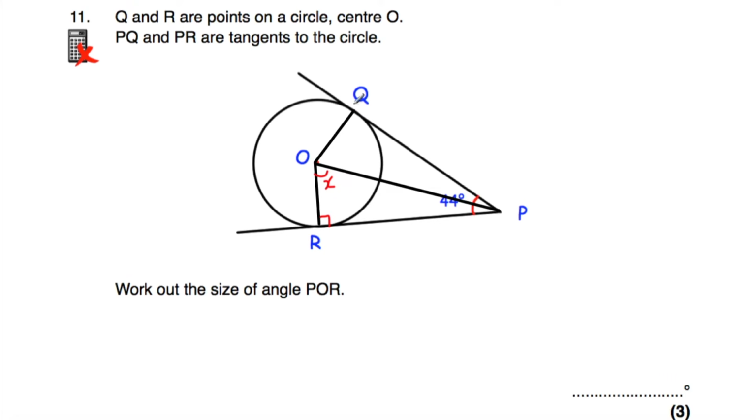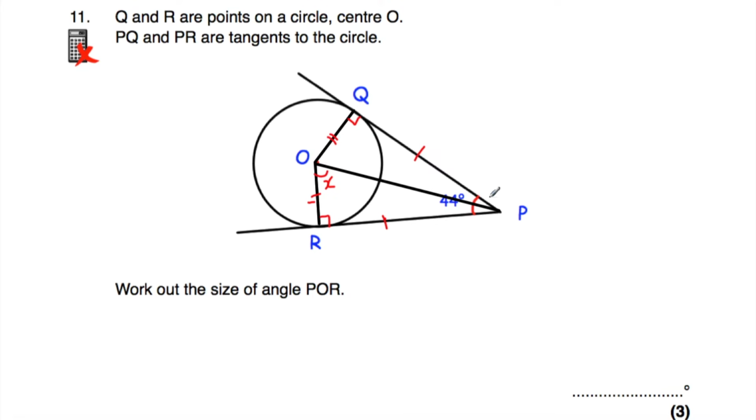And here we've got another tangent and another radius, and they meet at 90 degrees. We want to find the size of this angle. Now, the distance from P to Q will be the same as the distance from P to R, so that line's the same length as that line. Also, the radii are the same length as each other.